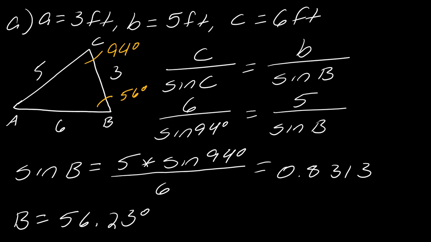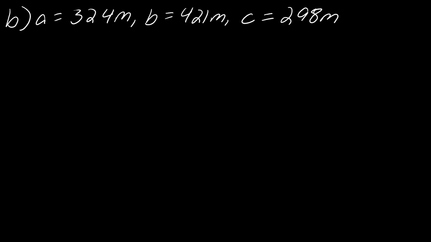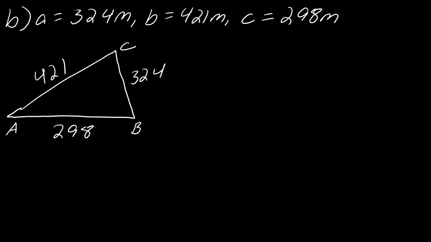Now from here, just to finish off the last one, I can take 180 minus 94 minus 56, and I get that my last angle is 30 degrees. So this angle is 30 degrees, and so I've got C is 94 degrees, B is 56 degrees, A is 30 degrees. So there's our first one. Okay, so let's take a look at another example. I'll just draw the triangle real quick. So here is the setup with my angles versus my sides.